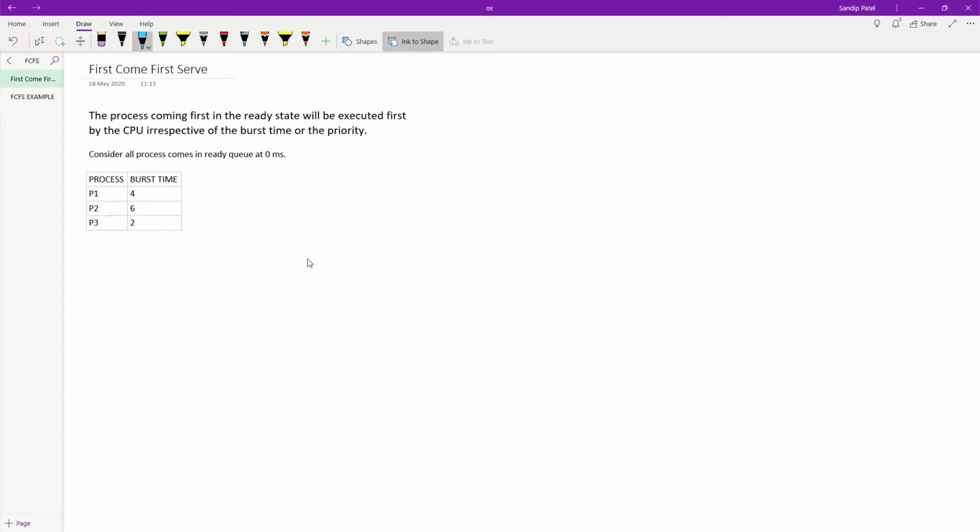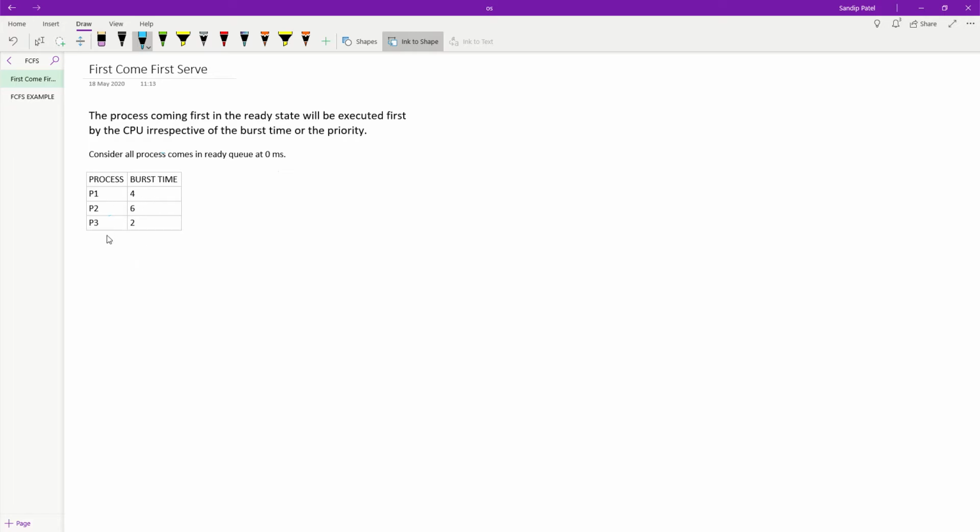So here we will see with the example how the algorithm is working, right? So here the processes are available into the ready queue. Consider the processes P1, P2 and P3, right? So what do you mean by the burst time? The burst time is the CPU time, or you can say the CPU cycle, which is required for the process to execute itself, right? So here the process P1 requires 4 CPU cycles or 4 millisecond burst time. P2 requires 6 millisecond burst time, and the process P3 requires 2 millisecond burst time, right?